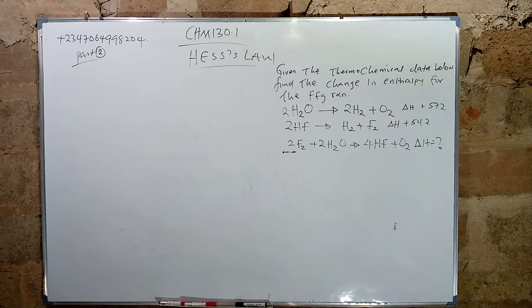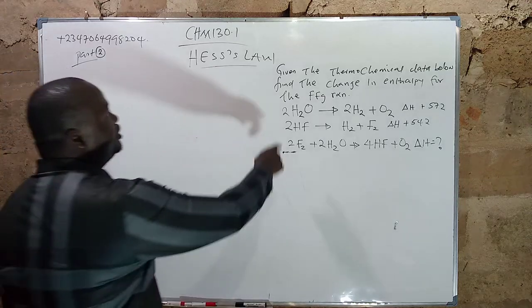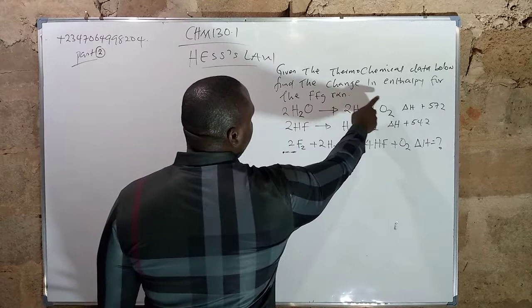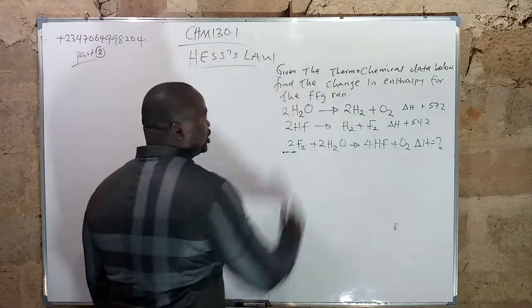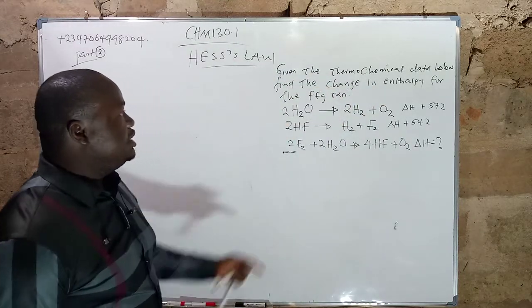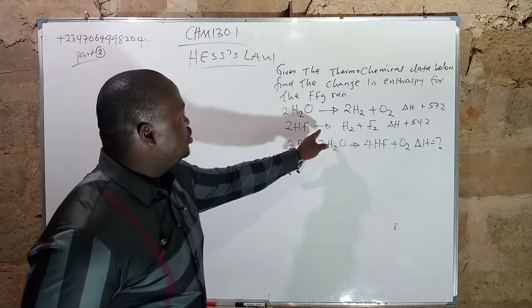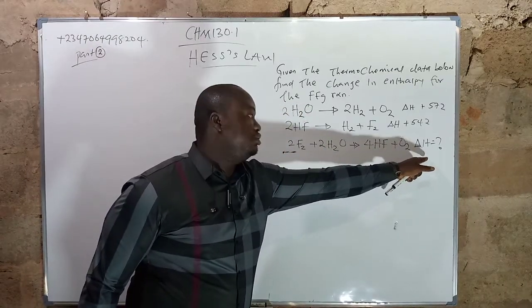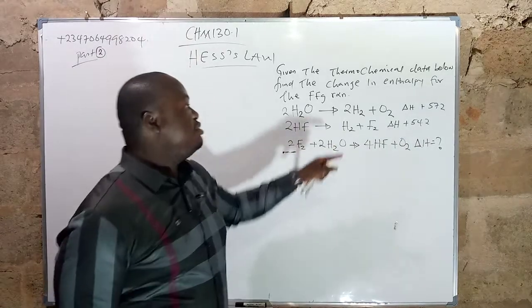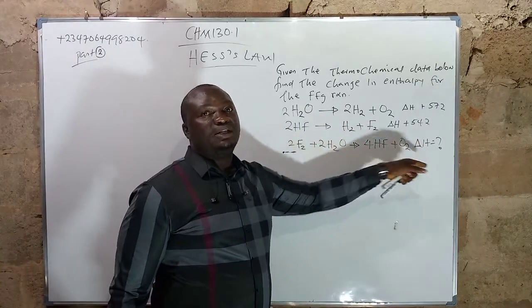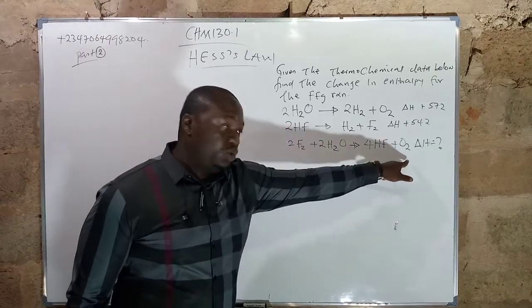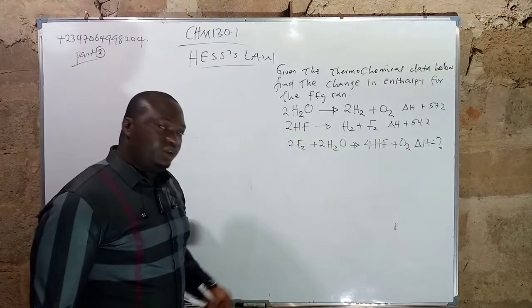In part 2 of the video under Hess's law, we have a beautiful question. Given the thermochemical data below, find the change in enthalpy for the following reaction. You can see that we have these two reactions, but this last reaction doesn't have an enthalpy. That means it's the one you're supposed to find, and this is your base reaction.